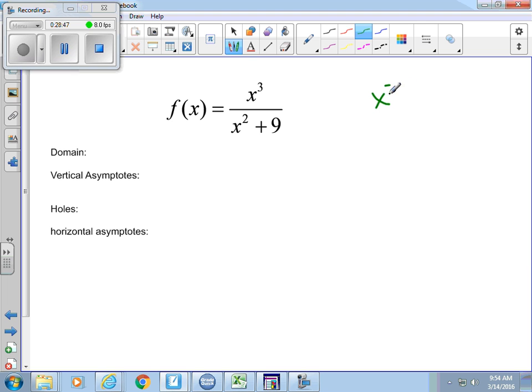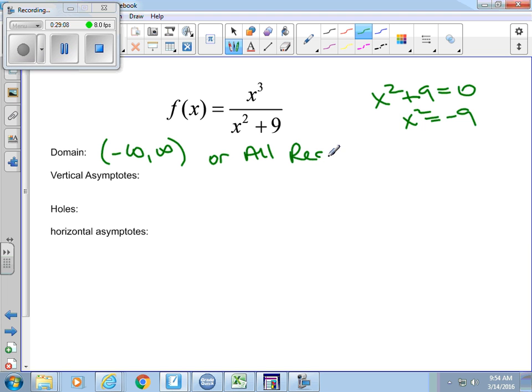So actually, if you go to solve this equal to 0, would you agree you get imaginary numbers? For domain, I don't care about imaginary numbers. So this domain is -∞ to infinity, or all real numbers.